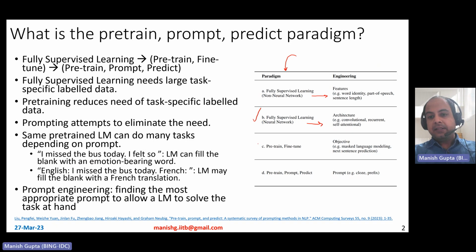And then starting with BERT and GPT and so on, there came in pre-training and fine-tuning as a paradigm where the idea was to engineer for objective functions like masked language modeling and next sentence prediction for BERT, or autoregressive modeling for GPT, or translation language modeling for XLM and so on. Right? And now what is really popular is pre-train, prompt, and predict. Right? Where the idea is to engineer the right prompt.